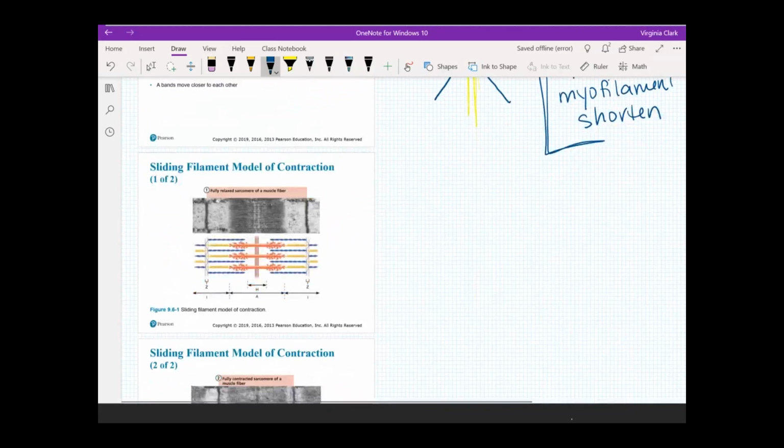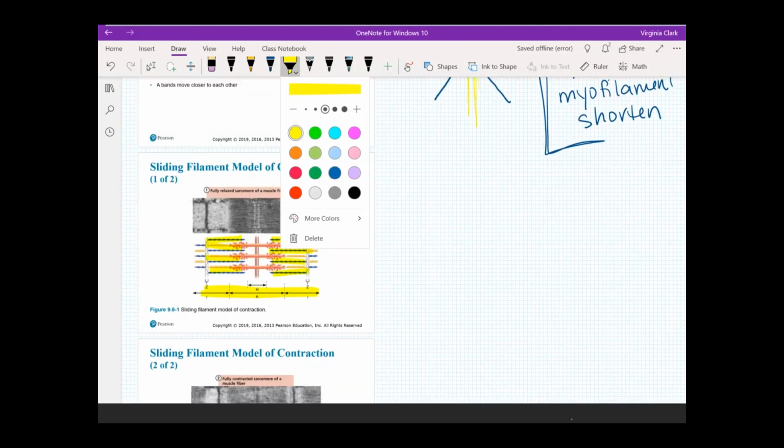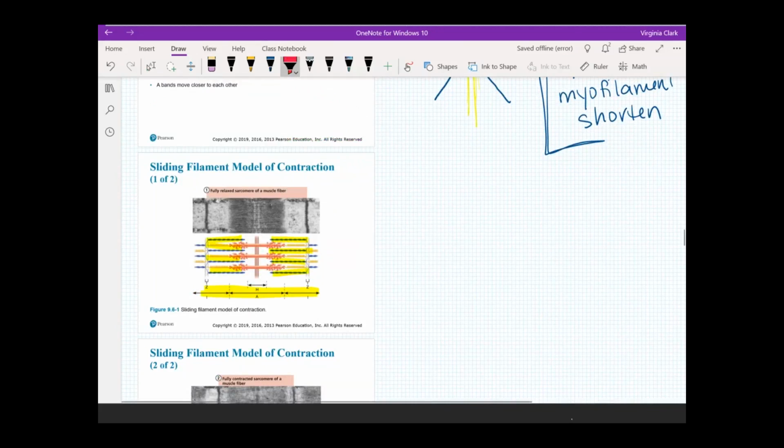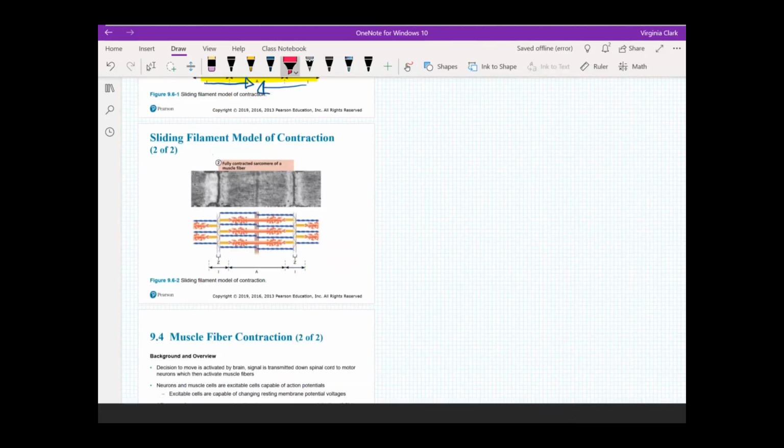So here is a great picture. So here is our sarcomere. So we are doing Z disc to Z disc. So this is our sarcomere. You'll notice that here is my actin, which I will highlight in yellow. And then here is your myosin, which is going to be in the red. So it's this structure right here. You're going to pull the Z disc toward the middle. And when you pull the Z disc toward the middle, you are essentially now going to have a sarcomere that is only this wide.